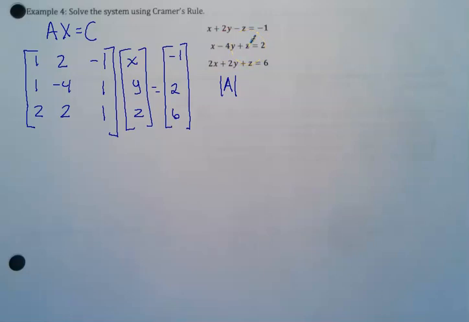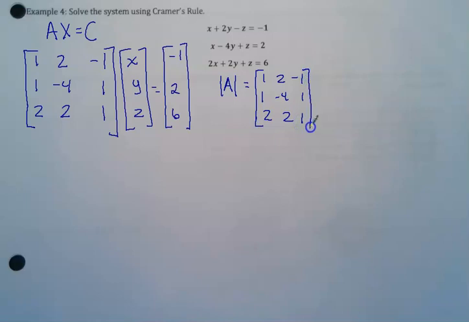Because it's a 3 by 3, remember we copy down these first 3. So I've got 1, 2, -1, 1, -4, 1, 2, 2, and 1.